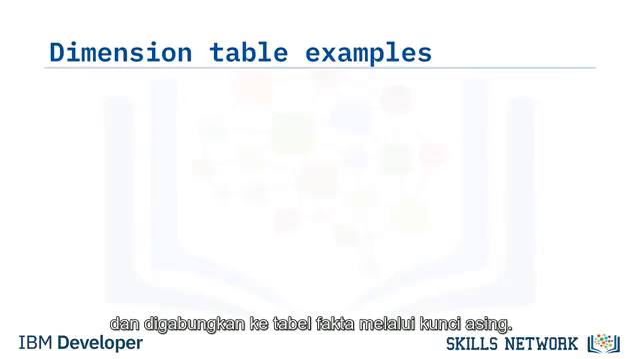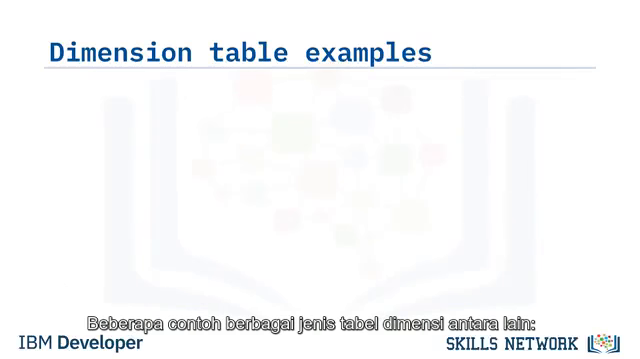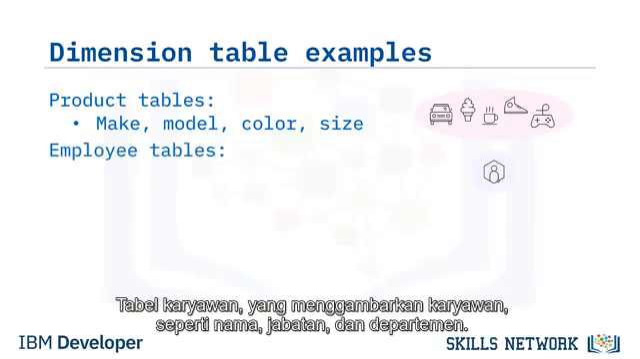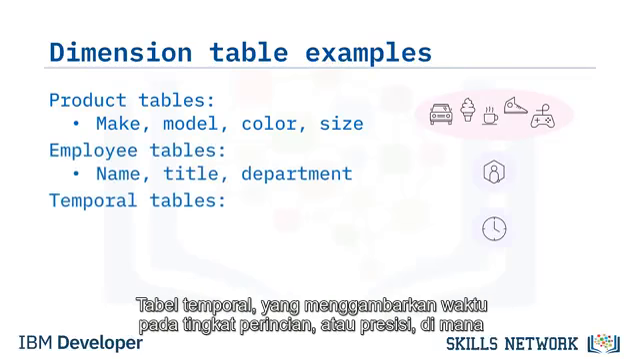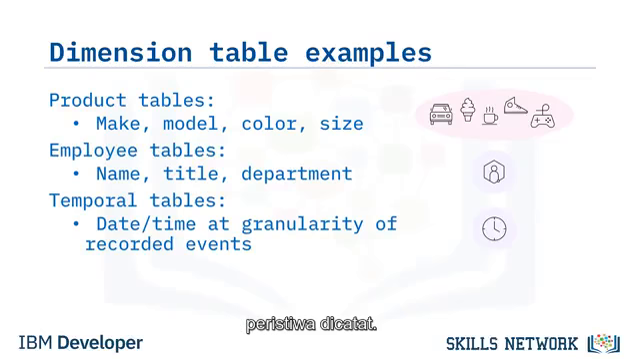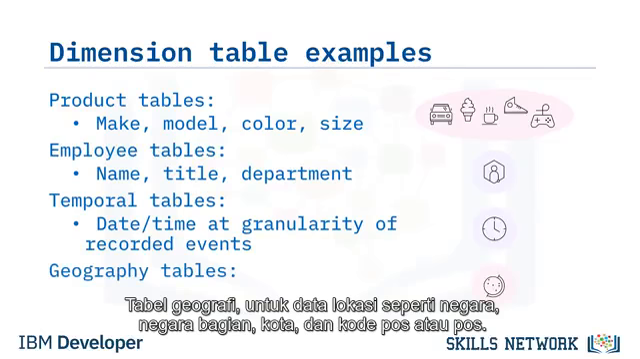Some examples of various types of dimension tables include product tables, which describe products, such as make, model, color, and size. Employee tables, which describe employees, such as name, title, and department. Temporal tables, which describe time at the level of granularity or precision at which events are recorded. And geography tables for location data, such as country, state, city, and postal or zip code.